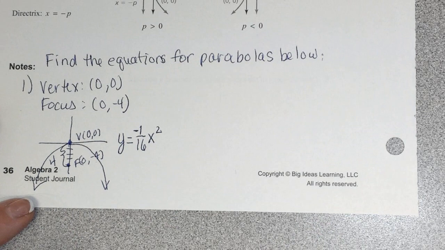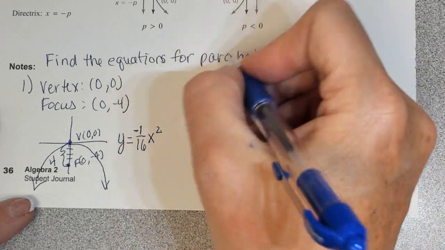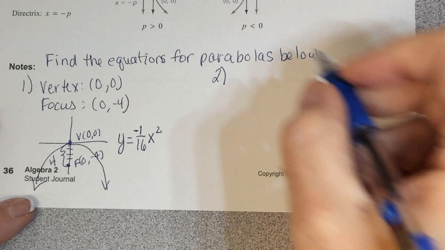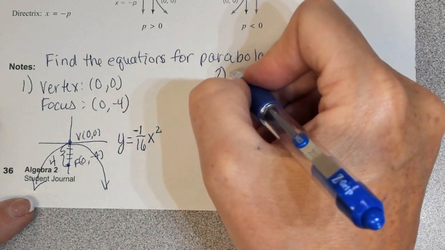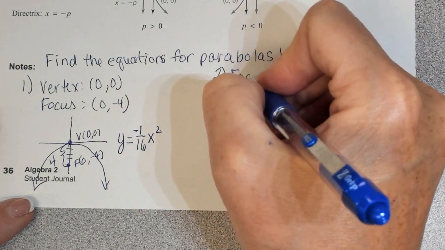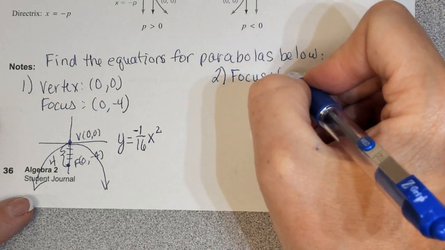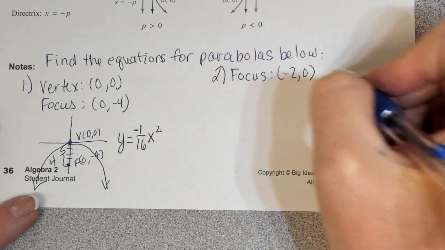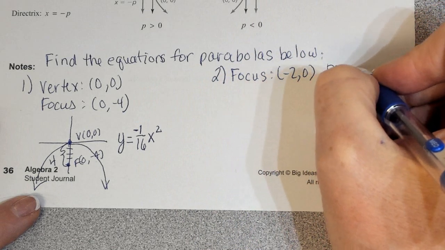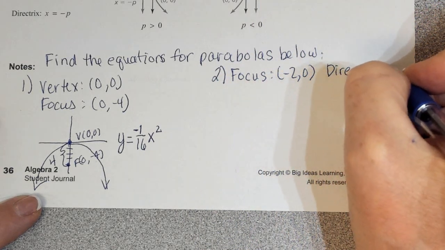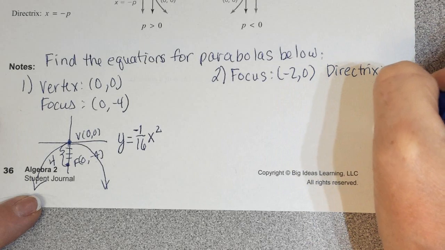We would have got the same answer if we had done this the other way, but it's just a little bit faster this way. Let's do another one. Okay, this time let's say we're given a focus. Our focus this time is going to be at negative 2, 0, and our directrix is x equals 2.